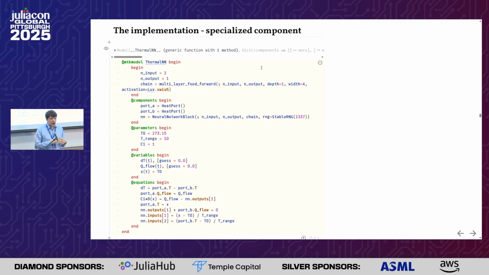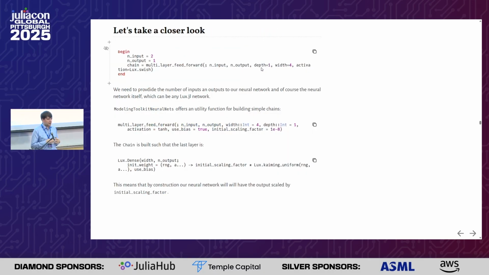And we want to see how we would formulate this specialized component that interacts in a physical way with the neural network. Okay, so let's take a closer look. So we have first the neural network, and we see here that you need to specify the number of inputs, the number of outputs, and then the network itself, of course. And this can be any Lux.jl neural network.